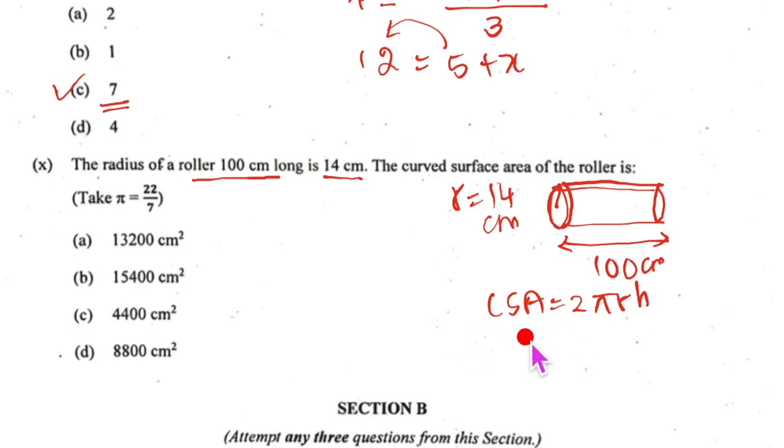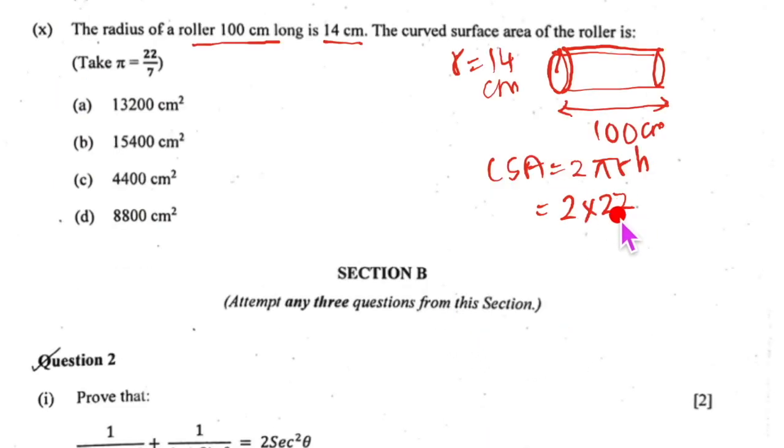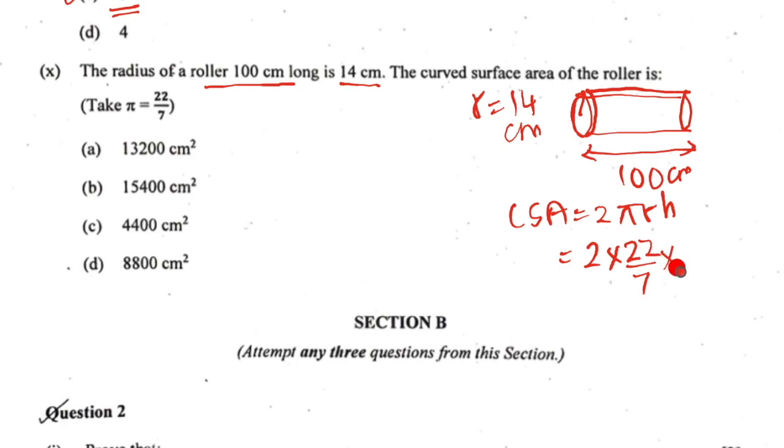So that will give us 2 into 22 upon 7 into radius is 14 and h is 100. So we will have 7 going twice here. Now this is 44 into 2, 88. So we have 8800 centimeter square, and that is our option D, and that finishes our section A.